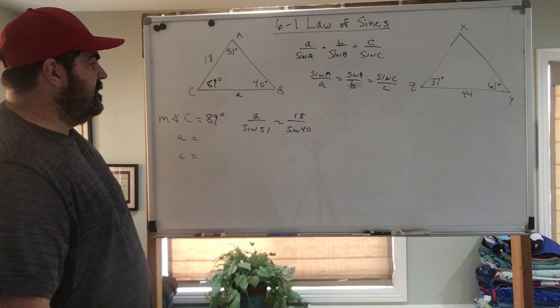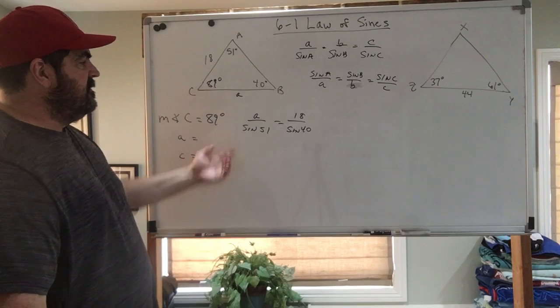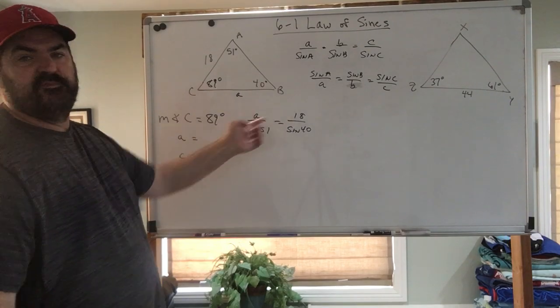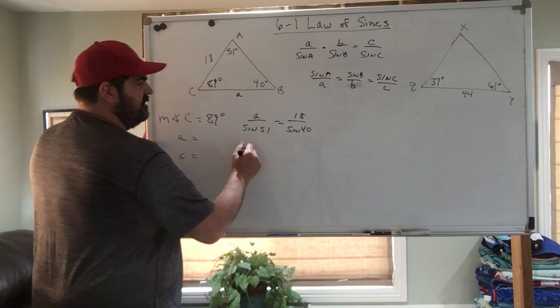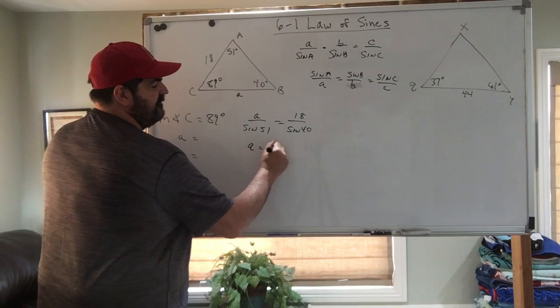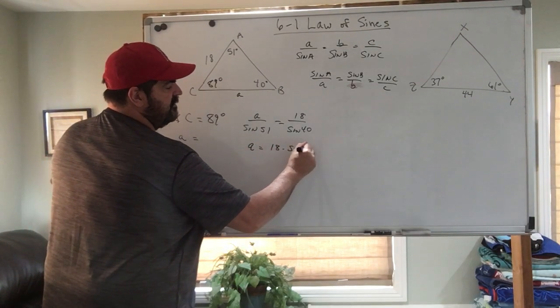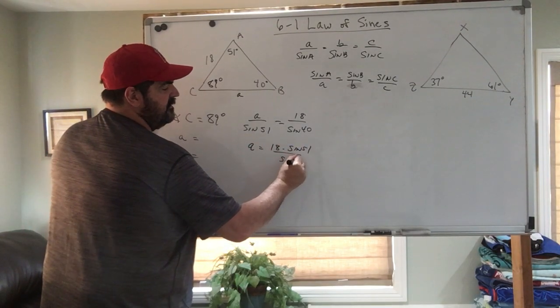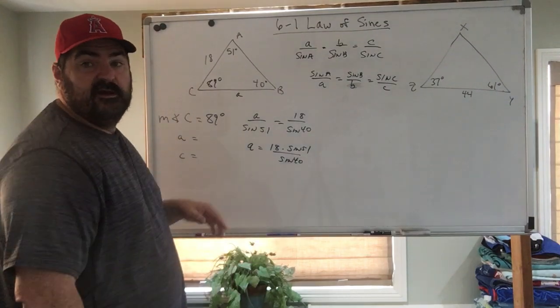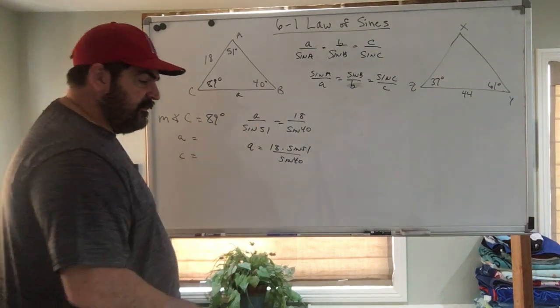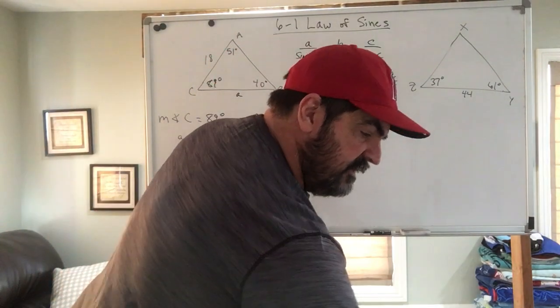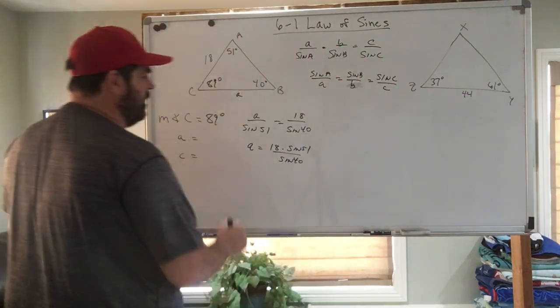All right? And then so now I can multiply both sides by sine of 51. A is 18 times sine of 51 over sine of 40. And I punch that in my calculator. Make sure maybe use your fraction button to help out. I've already done it. The solution for A was 21.8.